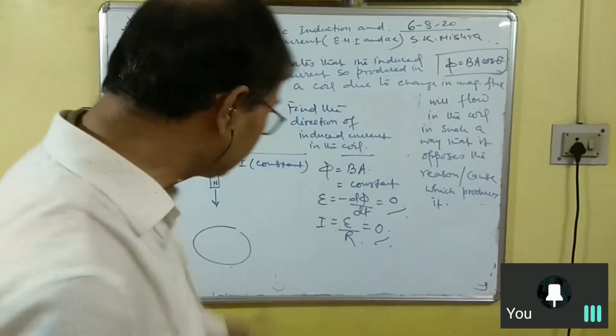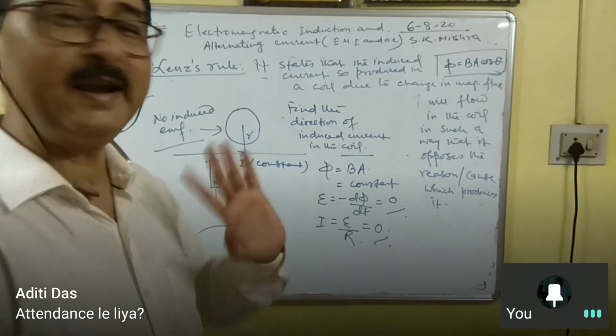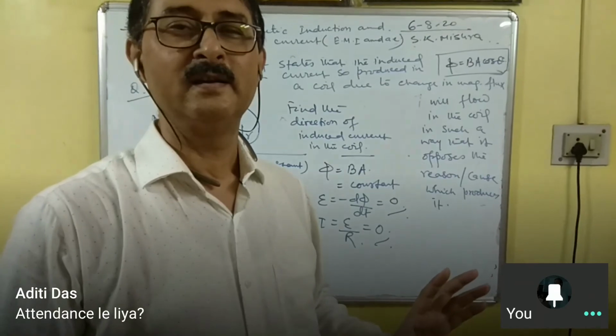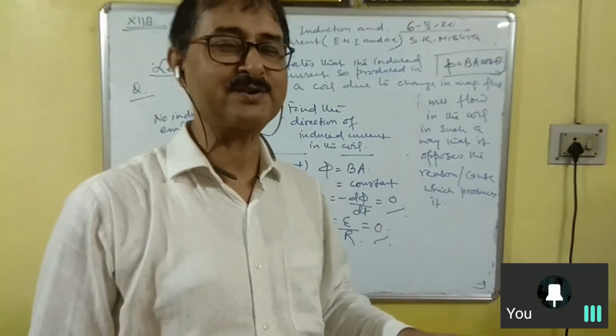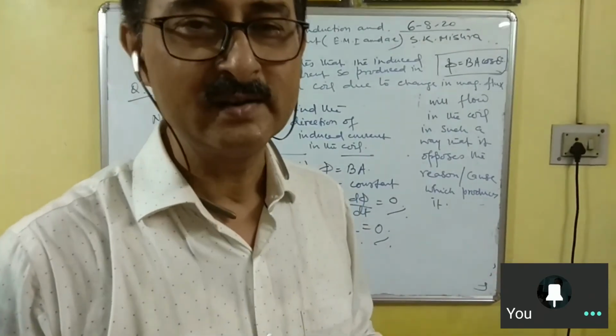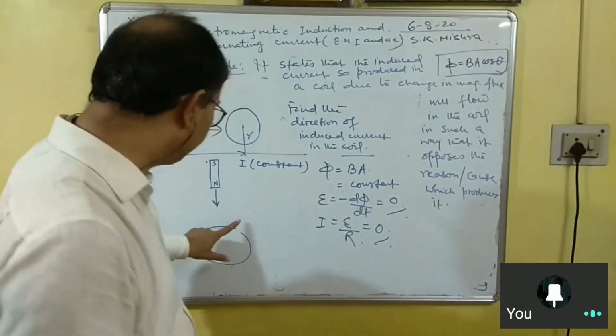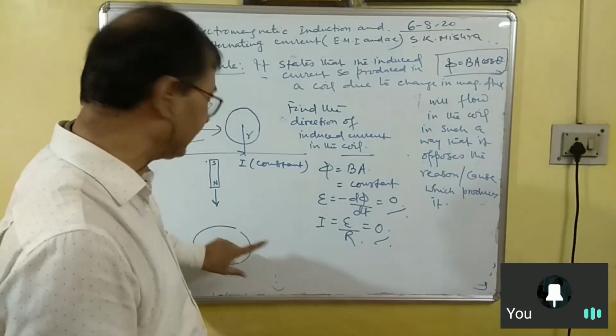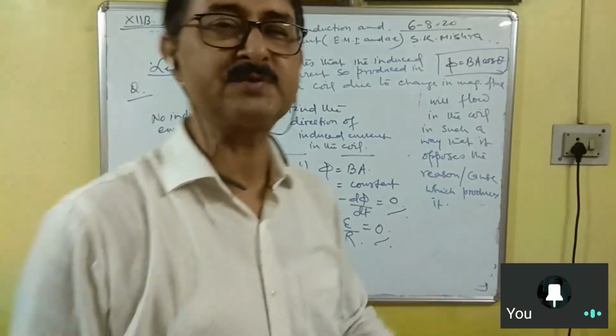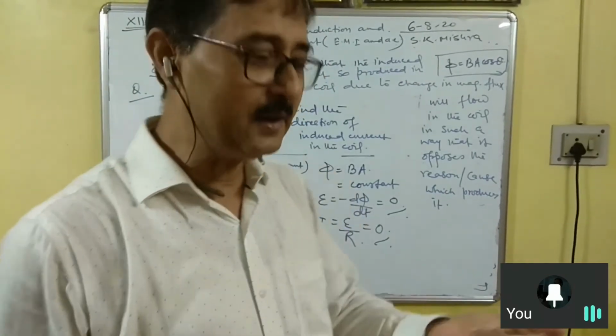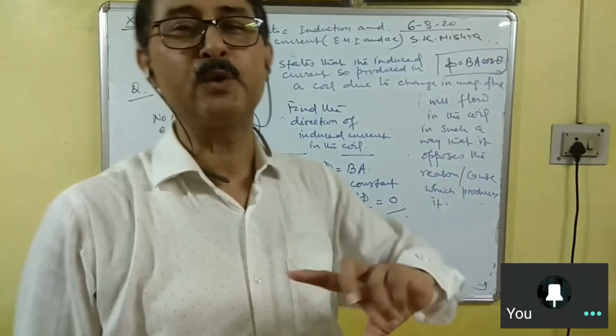But induced EMF will be there. Induced EMF will be there. And you can't say the induced EMF has direction clockwise or anti-clockwise. The induced EMF direction means plus and minus. The terminals will be plus and minus, as if it is a battery source. But unless and until you connect it with a closed circuit, no current will flow.